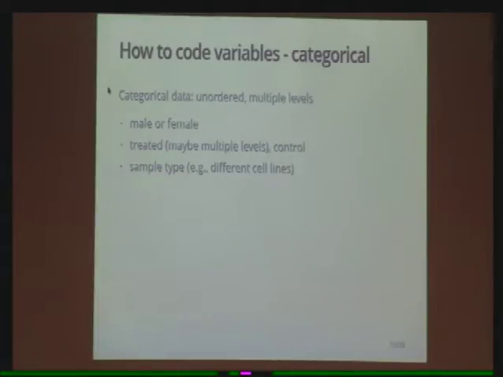Categorical data are unordered multiple level data. So male or female, treated, untreated, control, sample types, different cell lines, for example, or the drug names that you're using, for example.